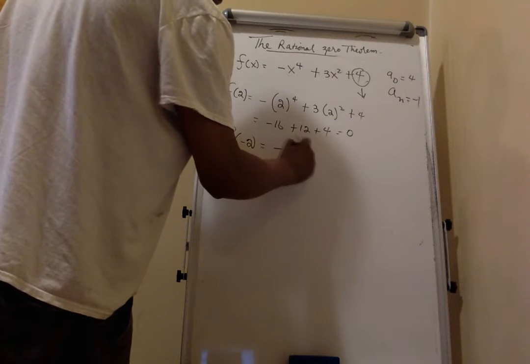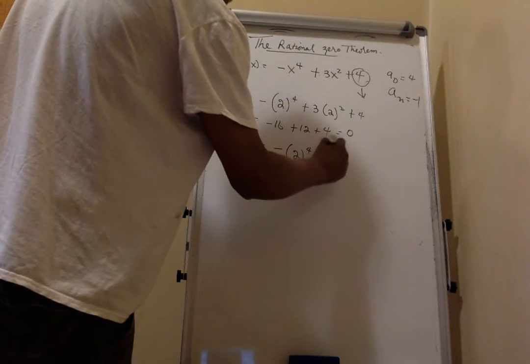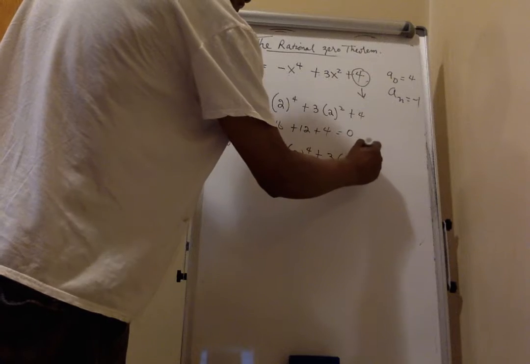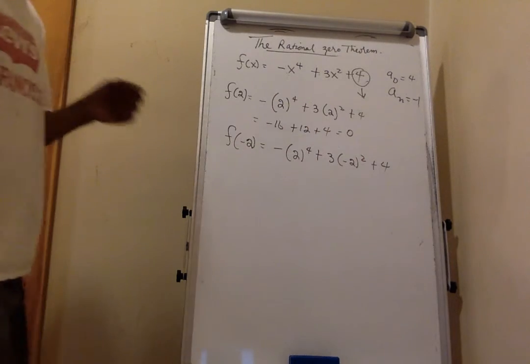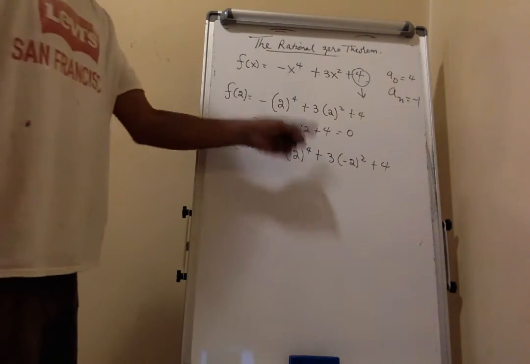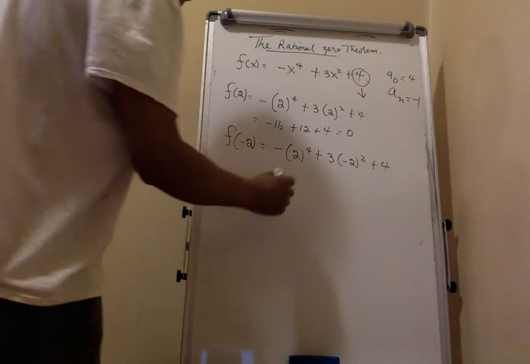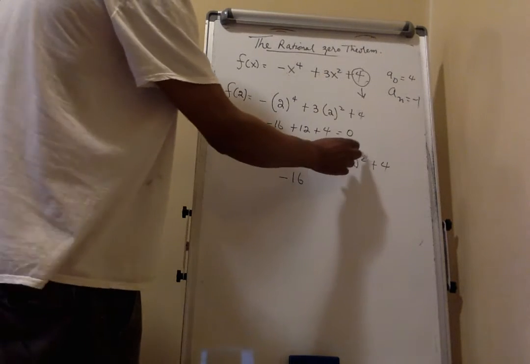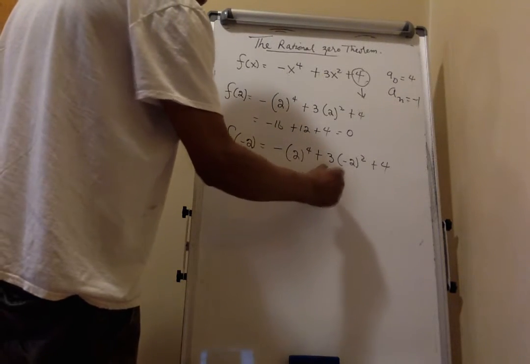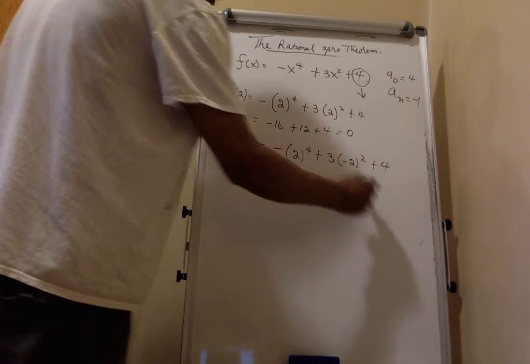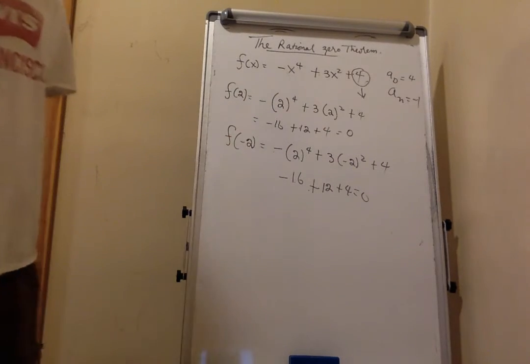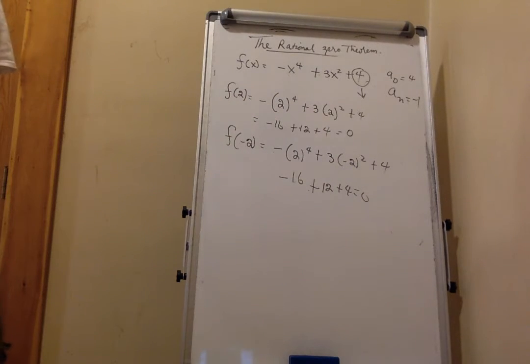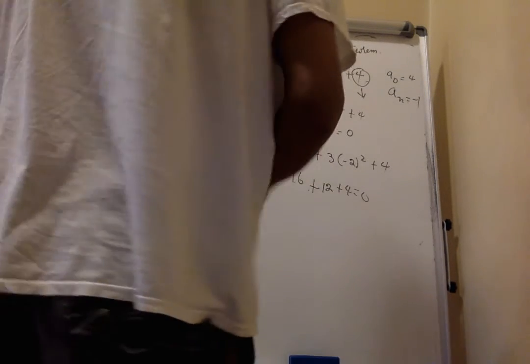So this is negative 2 to the 4th plus 3 times negative 2 squared plus 4. If you raise 2 to the 4th, 16, then you have negative 16. Negative 2 squared is 4, 4 times 3 is 12, plus 4 is equal to 0. You know this. So 2 and negative 2 are the solutions. And then you keep on doing 4. What about 4 and negative 4? And I will leave that to you.